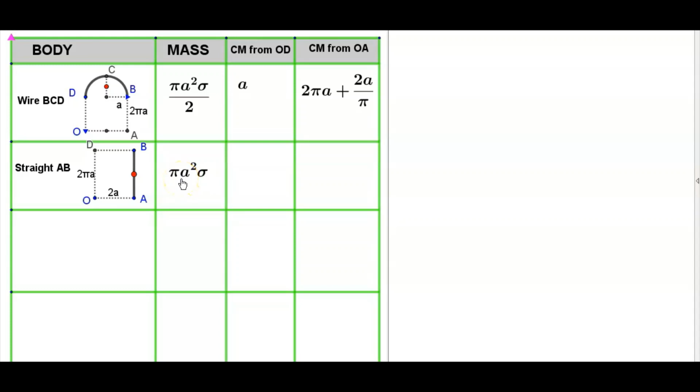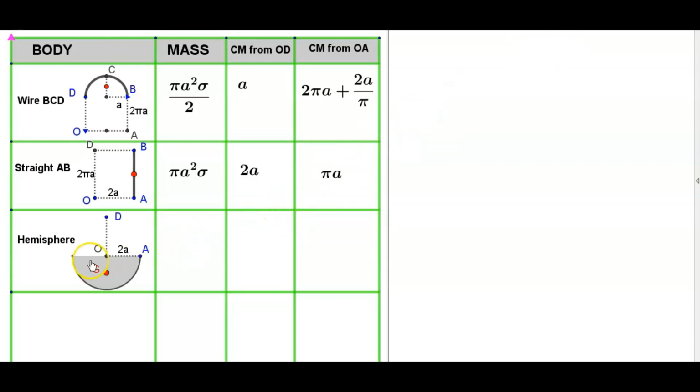Then pi A squared sigma. Center of mass from OD, the center of mass from OD is 2A. And center of mass from OA, this one, half distance, full distance 2 pi A, therefore this one is pi A.